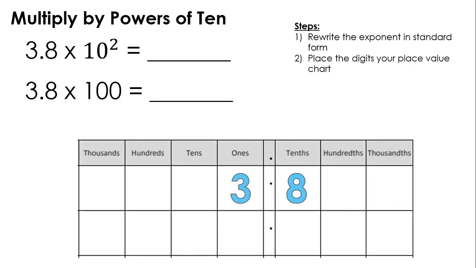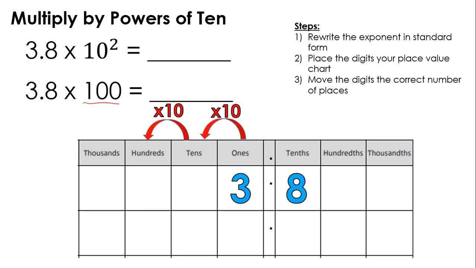Here's our place value chart. We're going to write 3 and 8 tenths. Now we're going to move the digits to the correct number of places. When we're multiplying by 10, we're moving one place value to the left. But here, we're multiplying by 100. So we're going to be moving two place values to the left. 1, 2. 10 times 10 is 100.